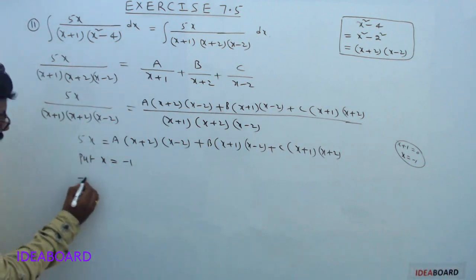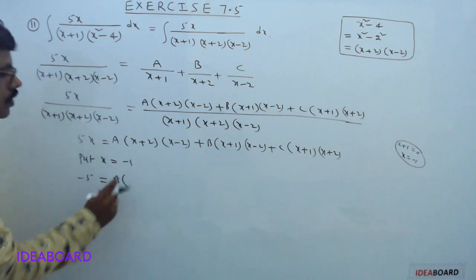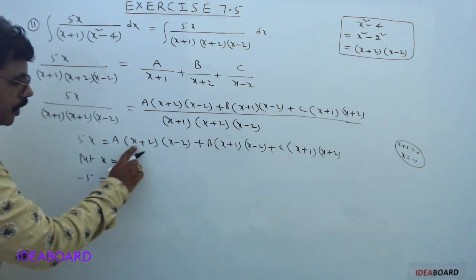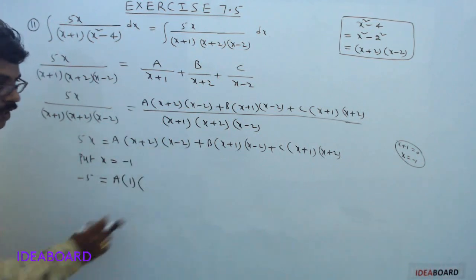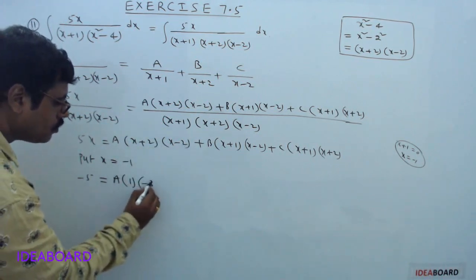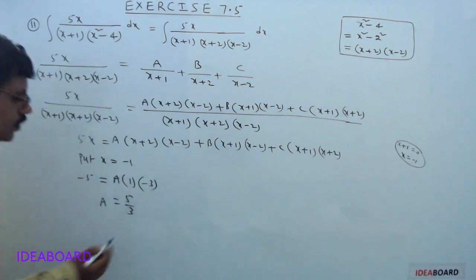5 into minus 1, minus 5, equals a into (x value minus 1 plus 2) which is 1, into (x value minus 1 minus 2) which is minus 3. So therefore a is 5 divided by 3.